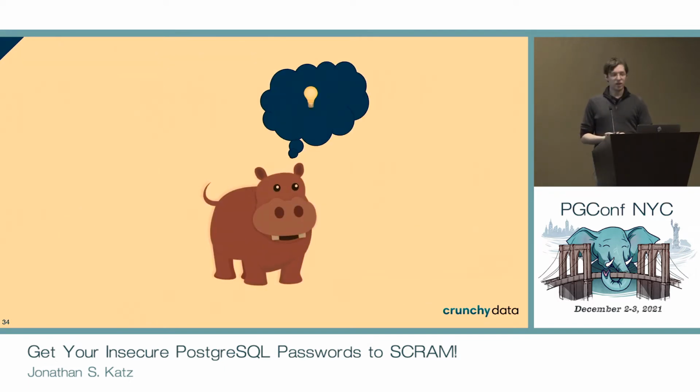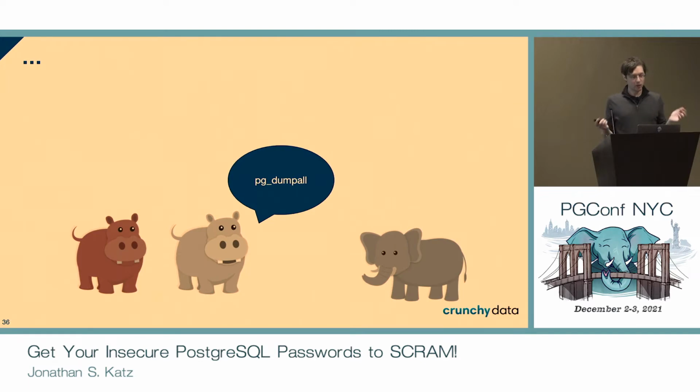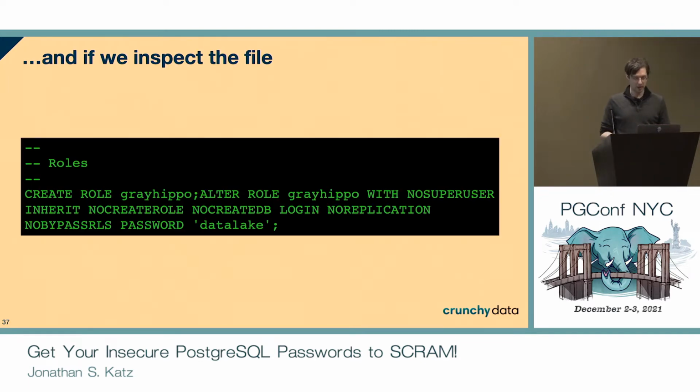But Red Hippo is clever. Red Hippo says, hey, can you give me a dump of the entire database? I'm doing work on my local environment. Let me debug something. And GreyHippo's like, okay, cool, I can do that. pg_dumpall, here's your data, restore it.